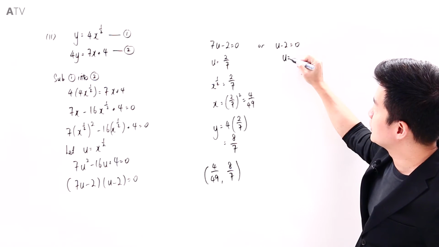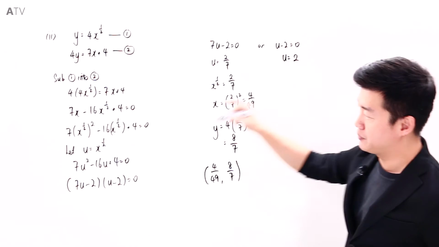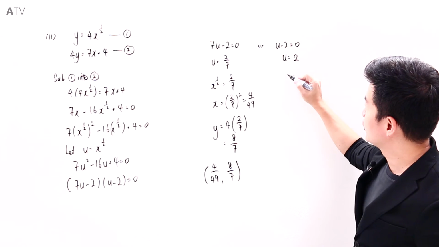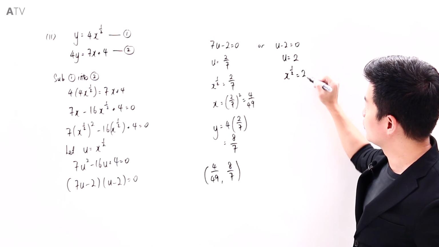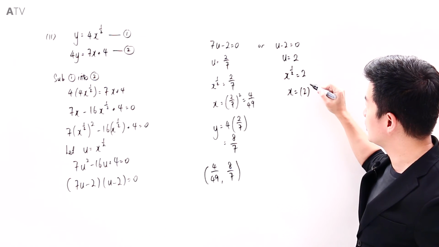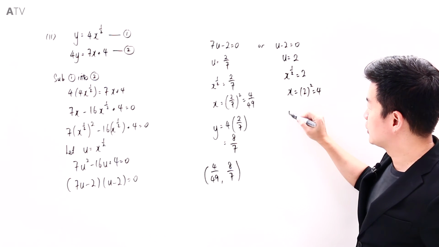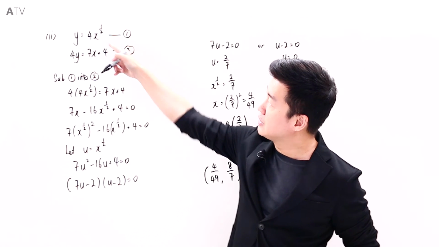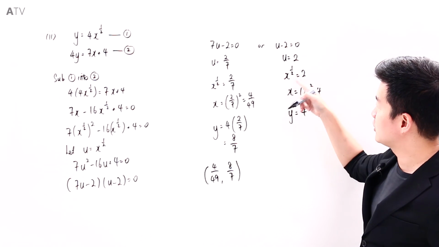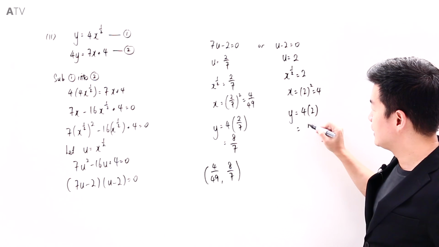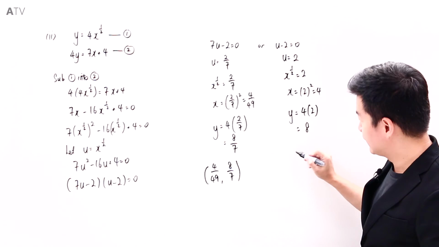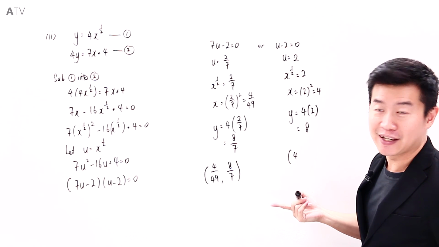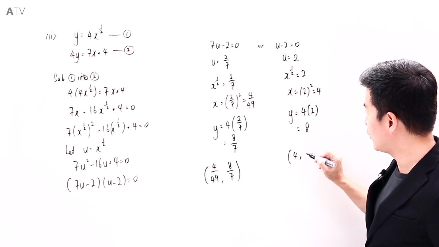So here u is going to be equal to 2 and u is x to the power of half. So x to the power of half is equal to 2, which means that x is going to be 2 to the power of 2, which is 4. Similarly, I'm going to sub this x into equation number 1. It is going to be 4 times x to the power of half, which is 2. This is going to give me 8, which means that the other coordinates of intersection is going to be at 4, 8.